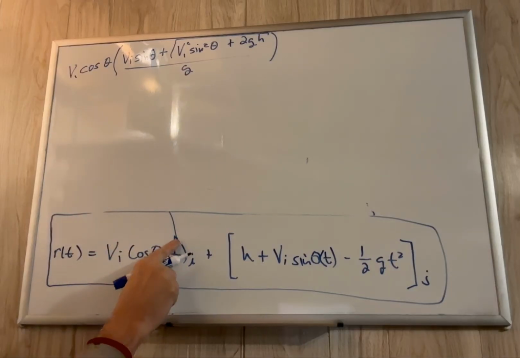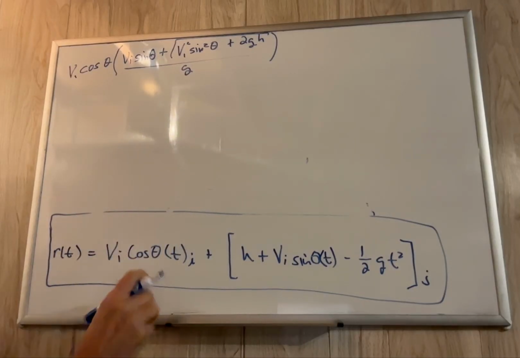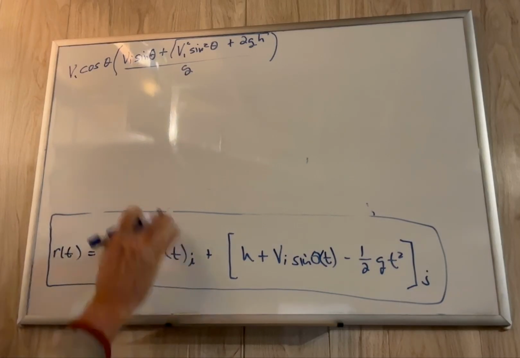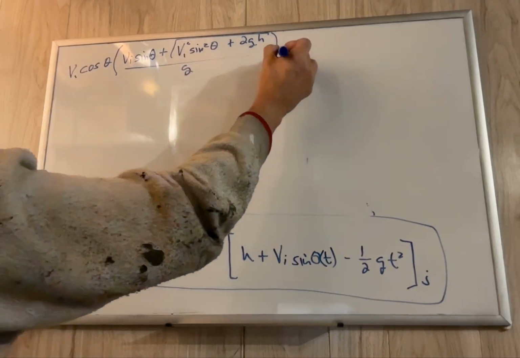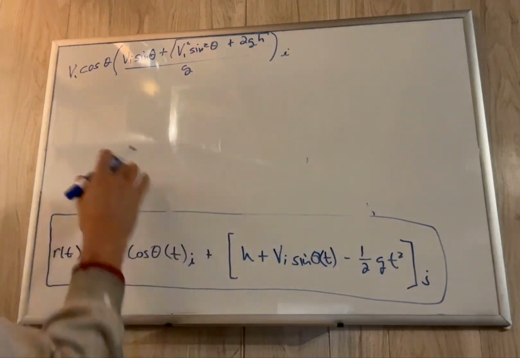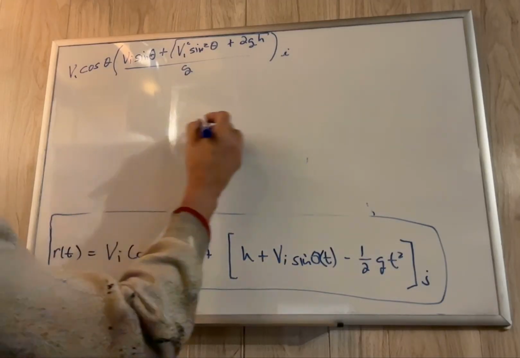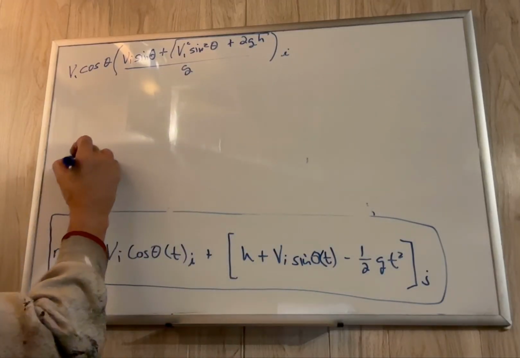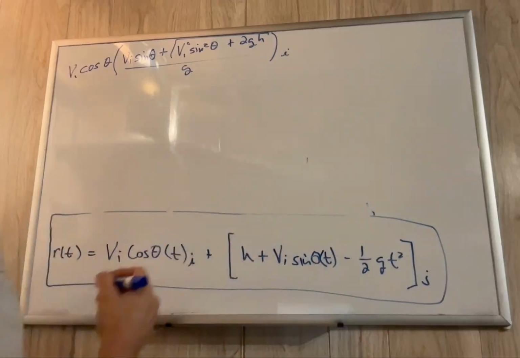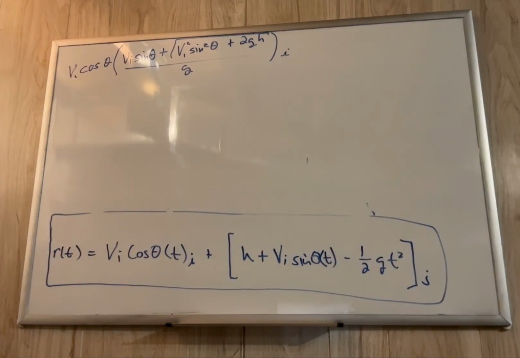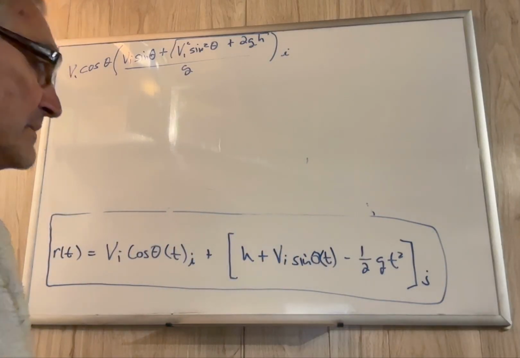Since we're talking about this as being in the i direction, we're solving this thing right here. So this is going to be the i direction. So it's going to be how far downrange does it go? How far downfield does the football get thrown? How far downfield has the baseball been thrown? Whatever the case may be. All right, so let's keep on going.